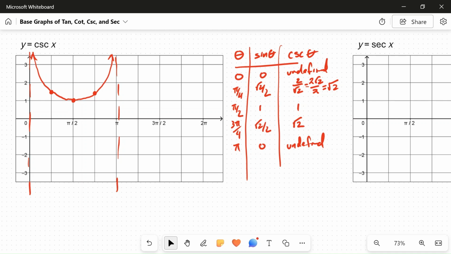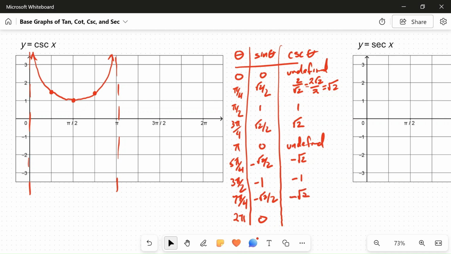Let's do 5 pi over 4, 3 pi over 2, 7 pi over 4, and then 2 pi. So 5 pi over 4 sine is going to be a negative root 2 over 2. 3 pi over 2 sine is a negative 1. 7 pi over 4 sine is again a negative root 2 over 2. And then at 2 pi, it's a 0. And let's do the reciprocal. The reciprocal of a negative root 2 over 2 would be a negative root 2. The reciprocal of a negative 1 is still a negative 1. Negative root 2 over 2 again becomes a negative root 2. And then 0 is undefined.